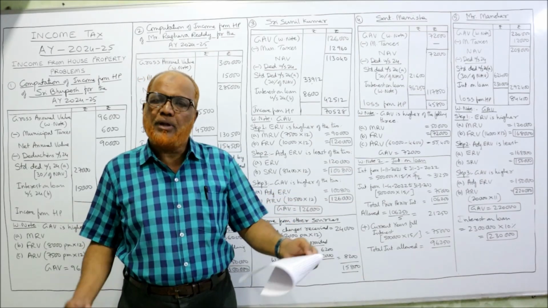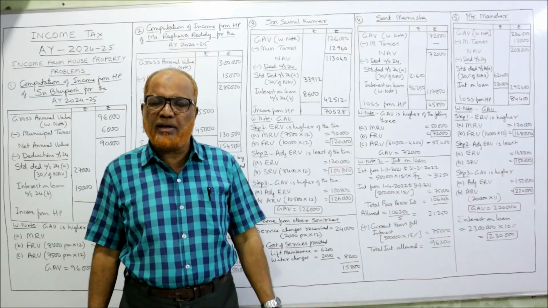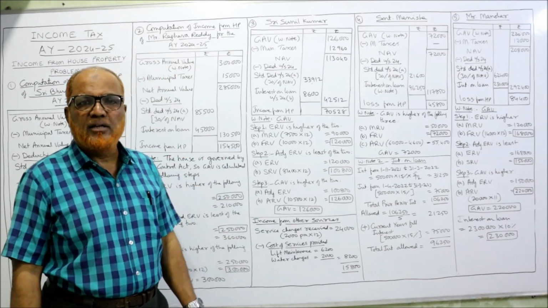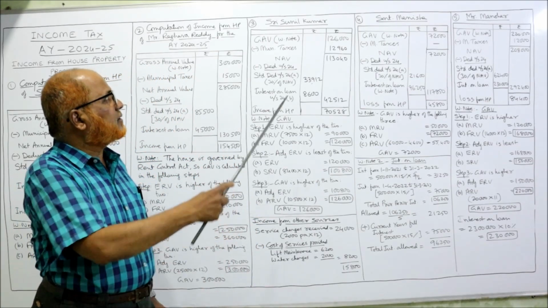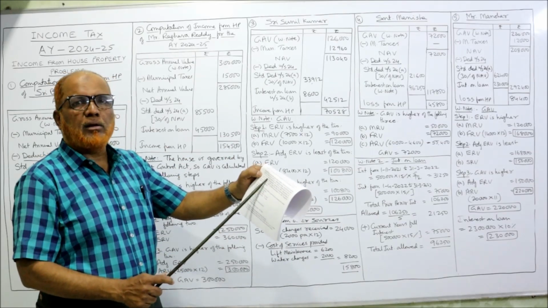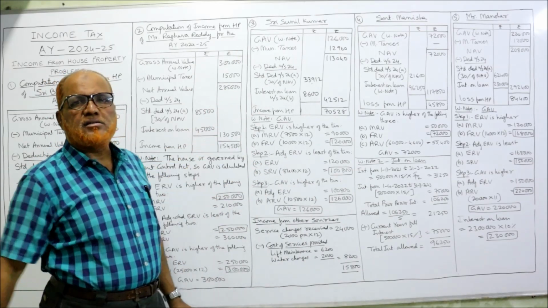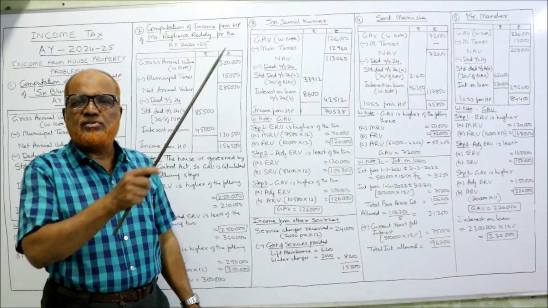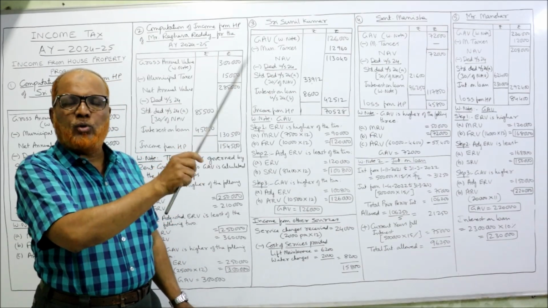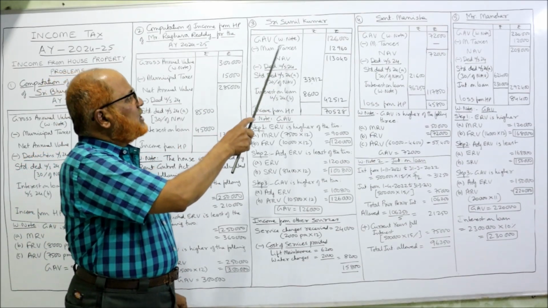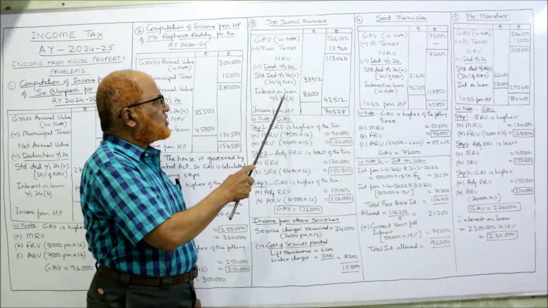Compute the income from house property. So I have explained. Now we'll start. The house is governed by Rent Control Act. Sri Sunil Kumar is the owner. I am not writing the complete sentence. Computation of income from house property of Sri Sunil Kumar for the assessment year 24-25 you have to write. Now GAV, next municipal taxes, NAV deductions are given.